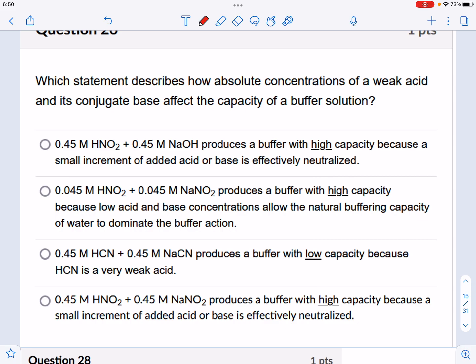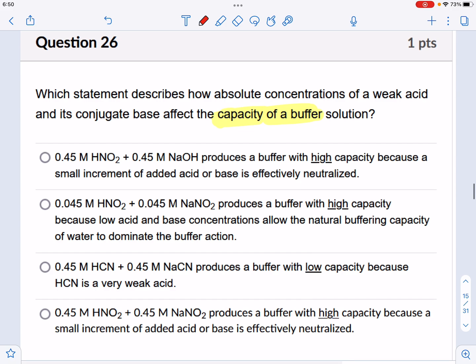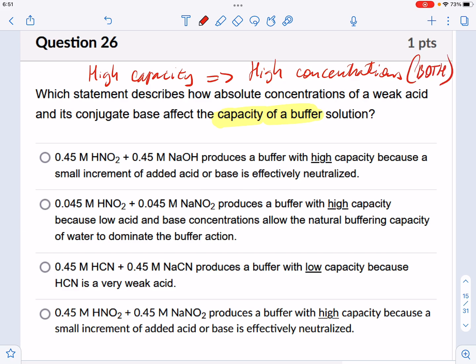All right, which statement describes how absolute concentrations of a weak acid and its conjugate base affect the capacity of a buffer solution? All right, before we do anything, buffer capacity. All right, what's important to know here? High capacity means high concentration. Ideally, both. Okay, ideally.